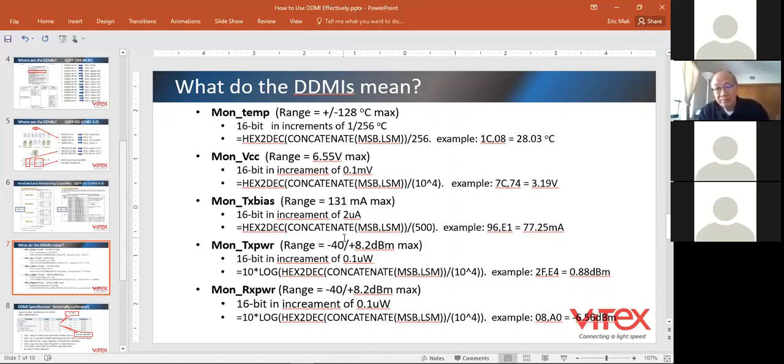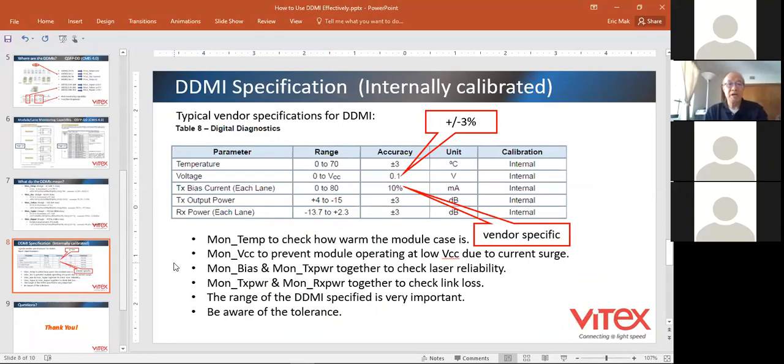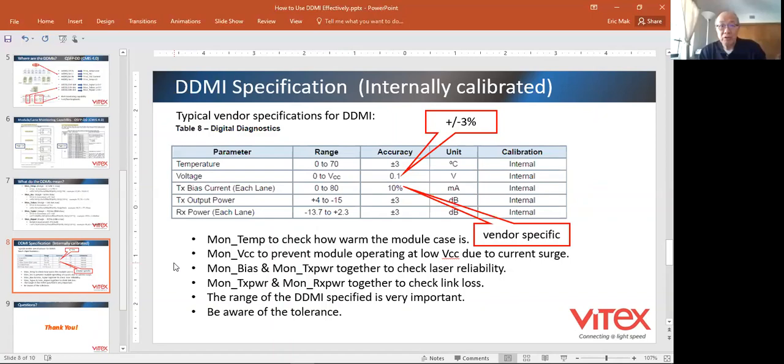Okay. If you have a question, interrupt me. And I'm going to the last one because I know this one, you have to be careful when you use a DDMI. What I want to point out is that this is a very typical DDMI table the supplier will guarantee to you. You can see there are 2 columns, very important. One is the range.